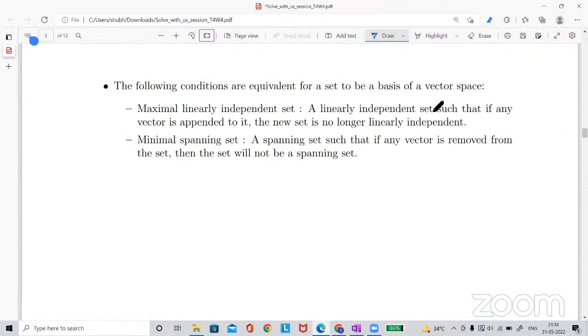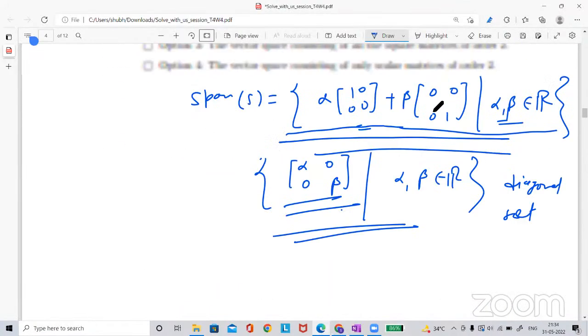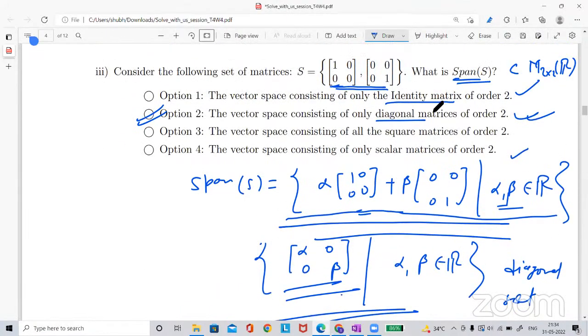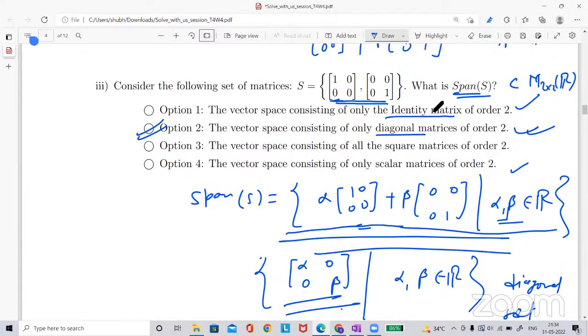Actually, this answer is a basis, no? Then we are only selecting option 2, that is basis? So this is a basis, but the question is asking only for the span, not the basis.